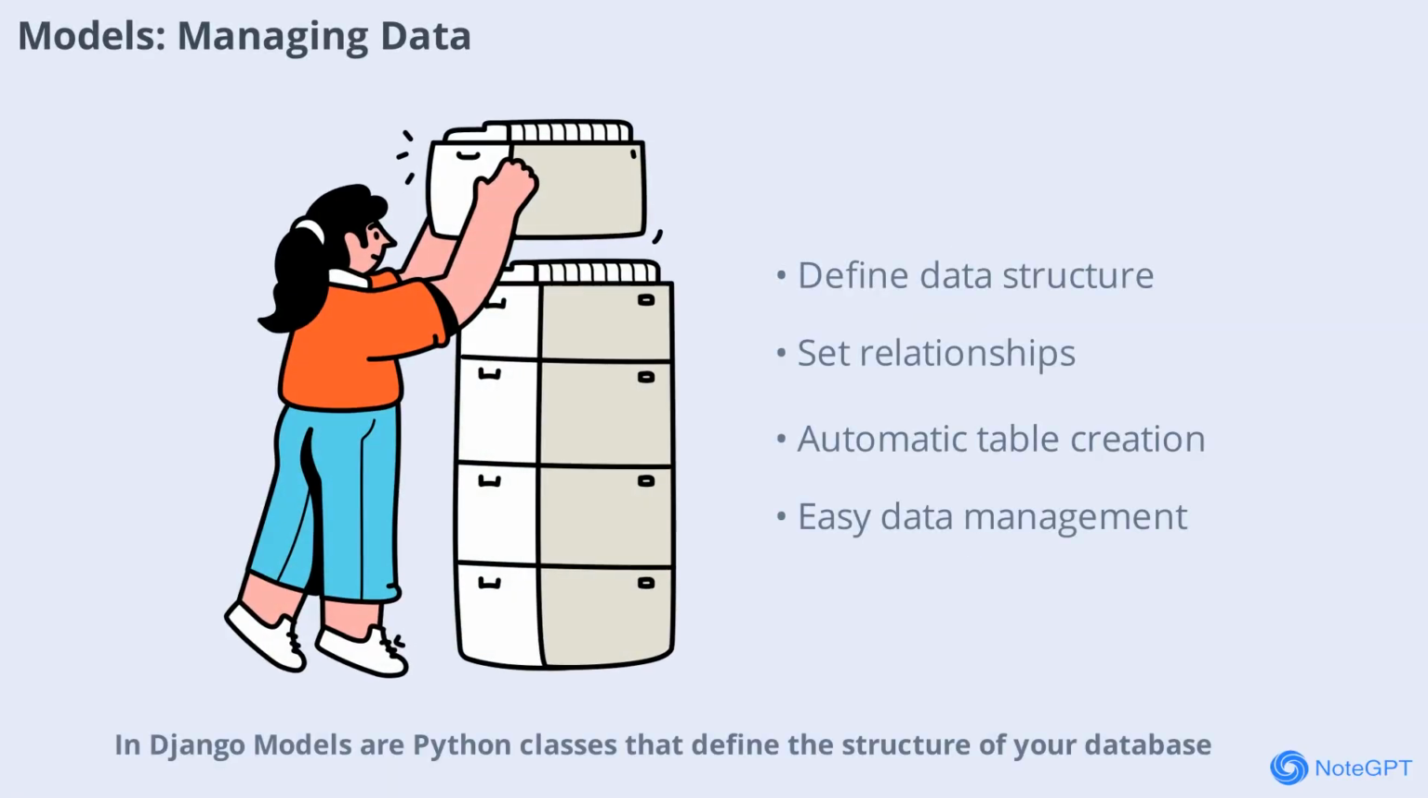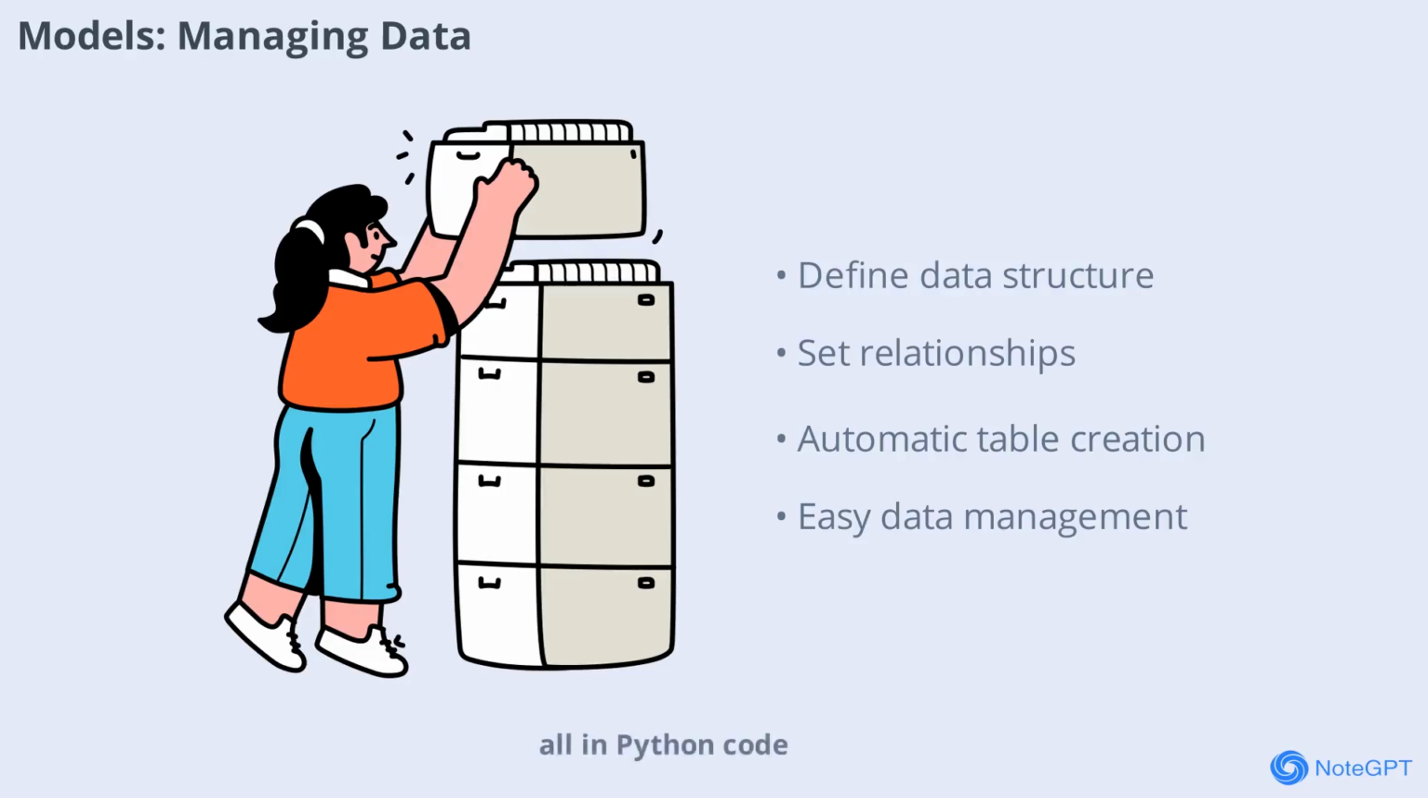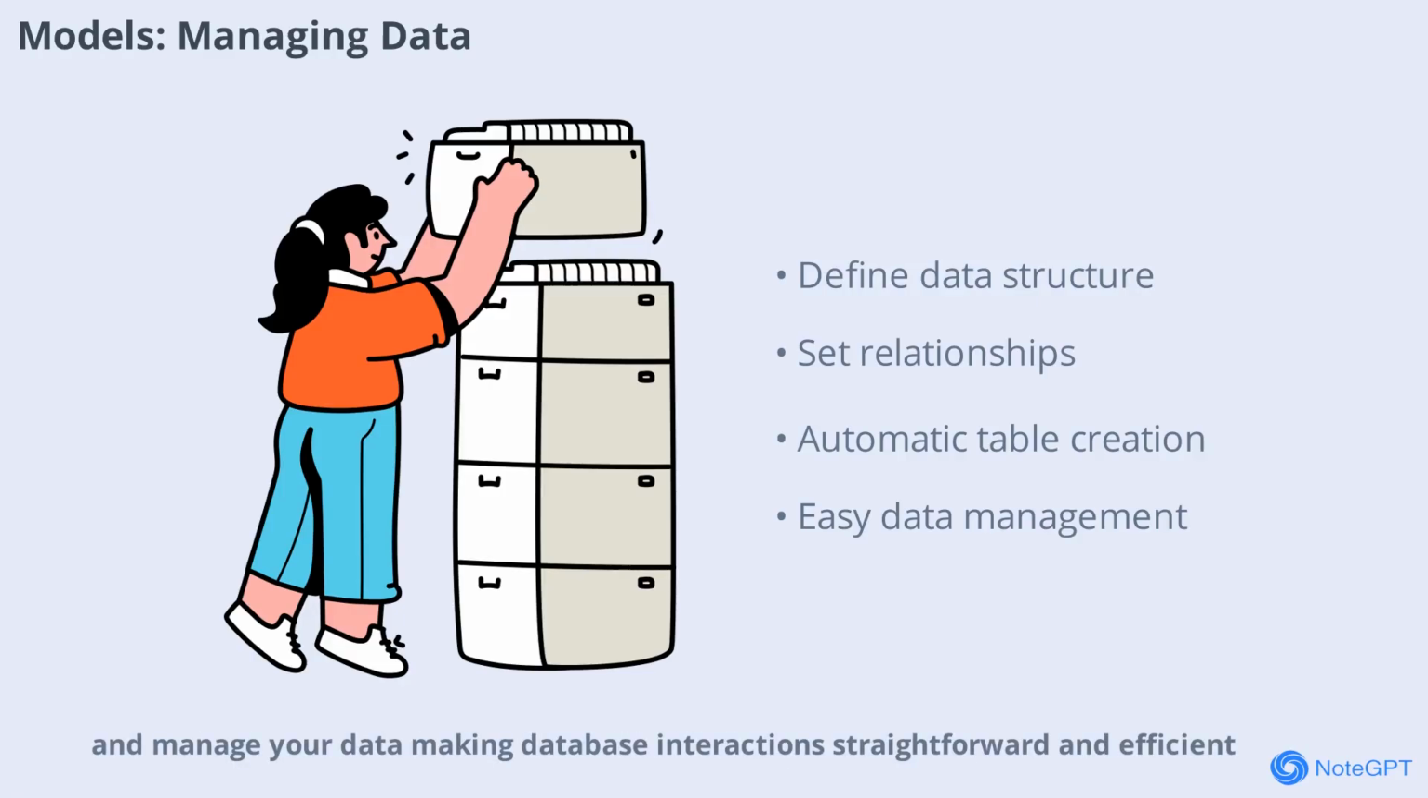Django models are Python classes that define the structure of your database. They allow you to describe your data, set relationships, and enforce rules all in Python code. Django automatically creates the necessary database tables for you, saving time and reducing errors. With models, you can easily query, update, and manage your data, making database interactions straightforward and efficient.